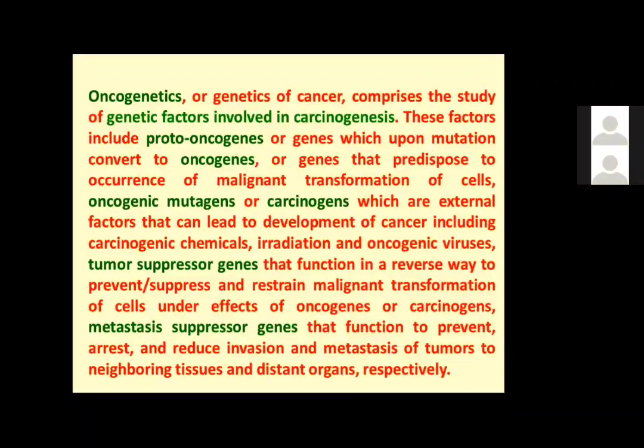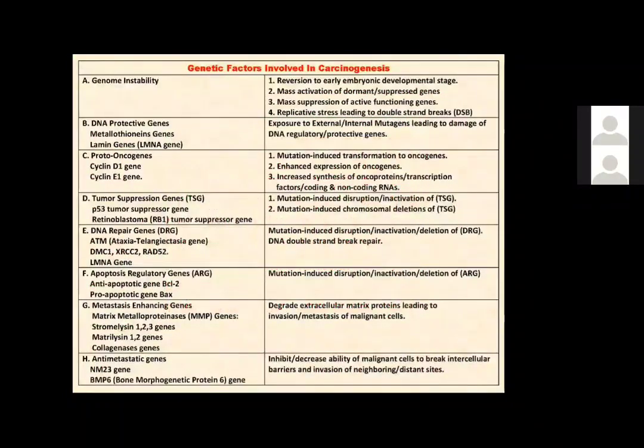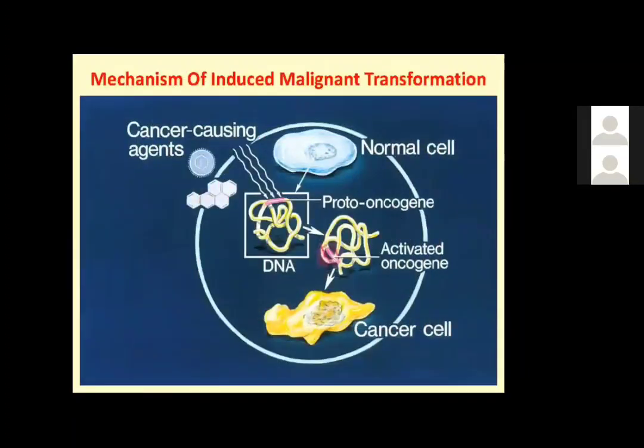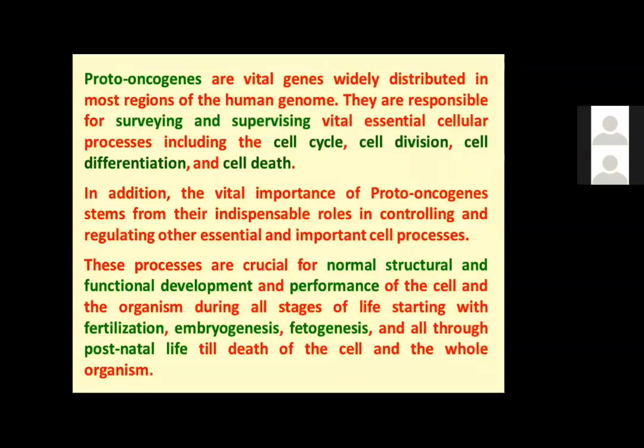What are the proto-oncogenes? Normally in our cells, there is a misnaming, a proto-oncogene. في misnaming لأن these proto-oncogenes are normal genes in the normal state which mediate important physiological and essential functions of the cells. Proto-oncogenes are genes which produce important proteins, which are essential for normal structure and function development and performance of the cell. They regulate the cell cycle, cell division, cell differentiation, and cell death as well. So the proto-oncogenes are vital genes.